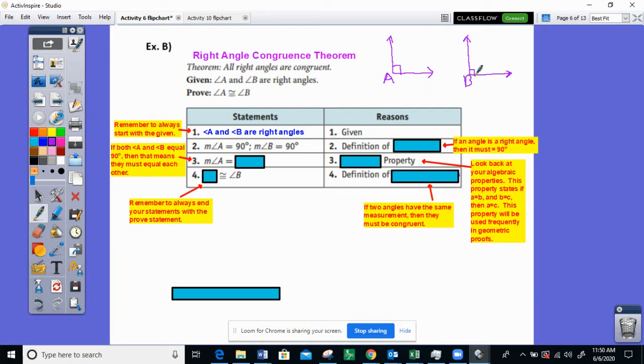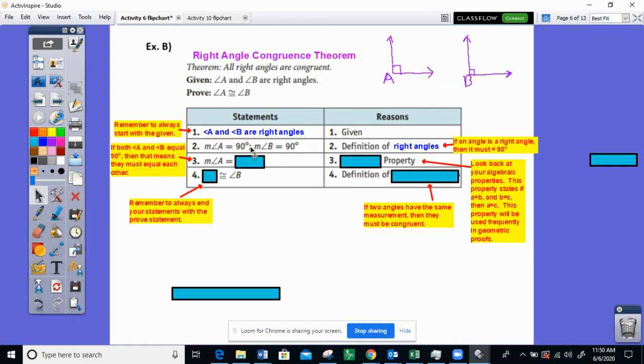Okay, so what do we know about right angles? Well, we know that when we put this right angle box right here, that represents 90 degrees. So let's see, that's because of what definition? Well, it's the definition of a right angle. If an angle is a right angle, then it must be 90 degrees.